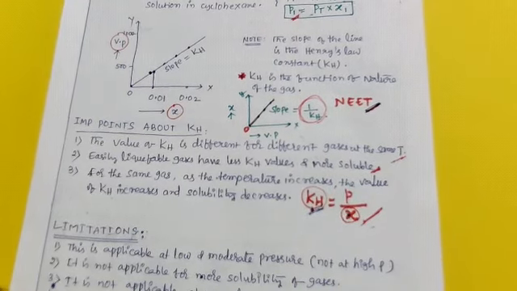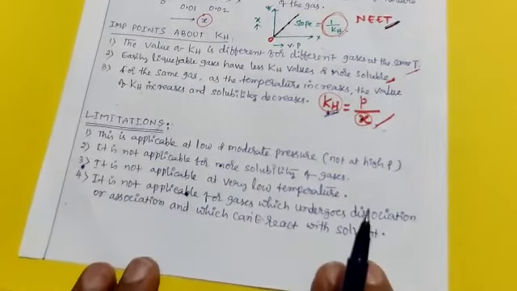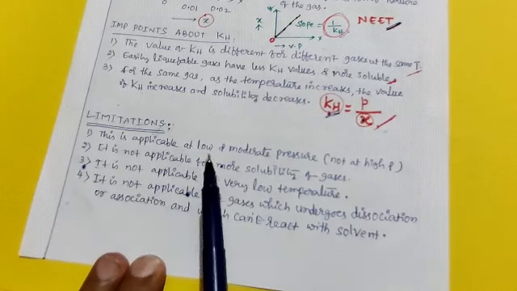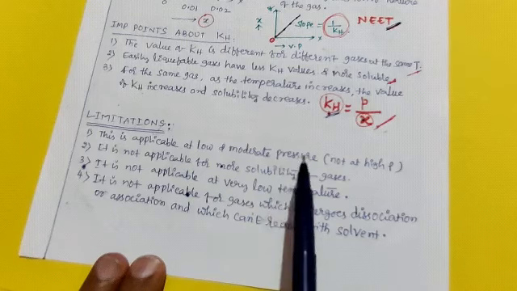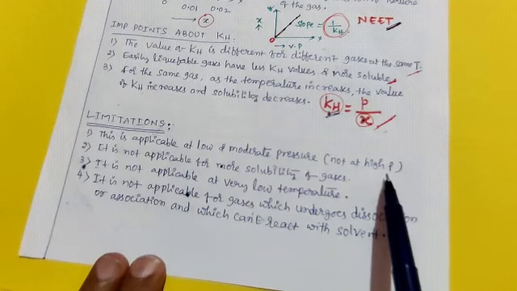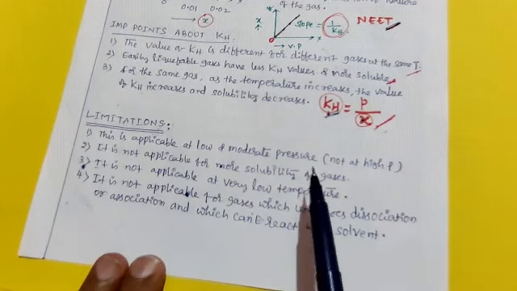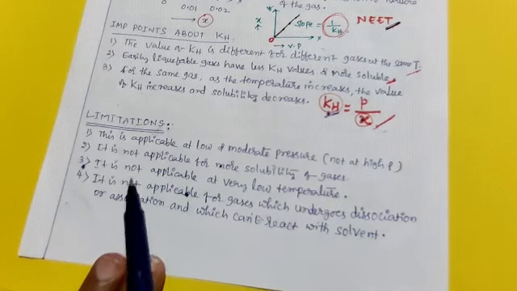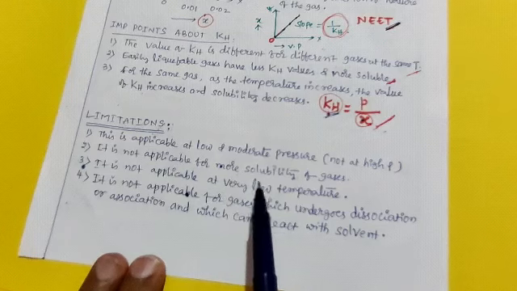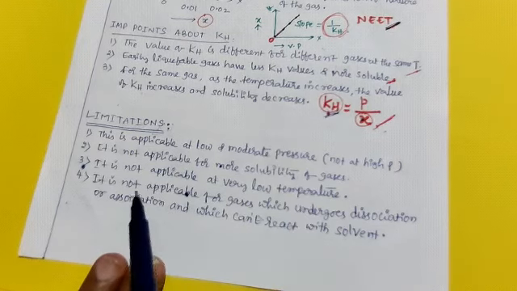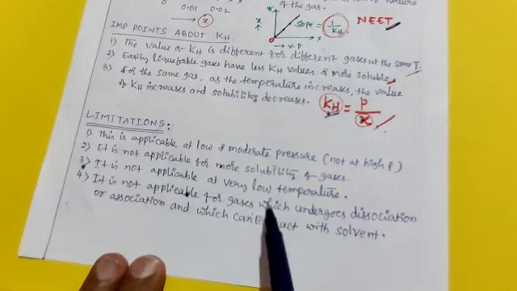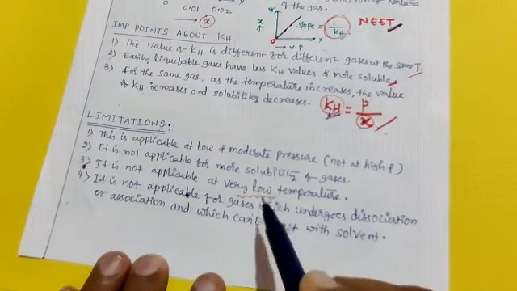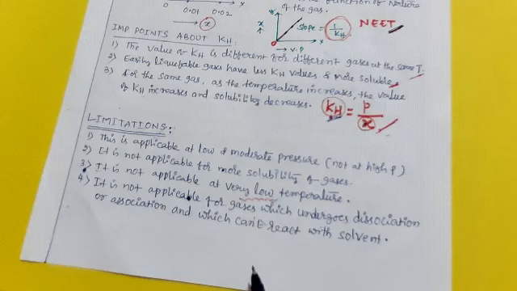Here are some important limitations of Henry's law. It is applicable at low and moderate pressure, not at very high pressure. If the pressure is very high, the gases do not dissolve, so the statement is not true for that application. It is not applicable for highly soluble gases. It is not applicable at a very low temperature. If the temperature is very low, gases freeze out easily and cannot dissolve in the liquid.